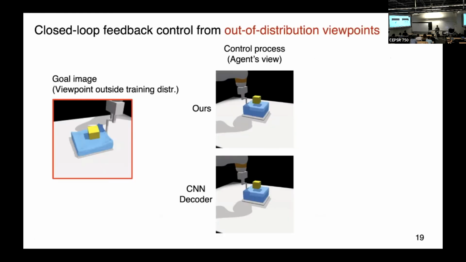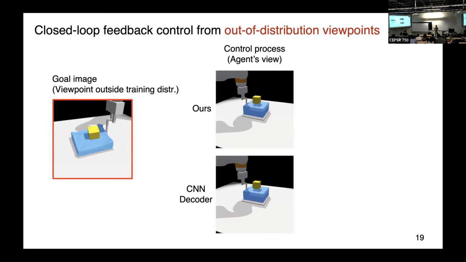And using this dynamics model, we can also do model predictive control. Here we are using a sampling-based method to optimize the action sequence, and then using feedback from the environment to give the model an opportunity to account for its modeling error. On the left is our goal image we aim to achieve, which is taken from a viewpoint that is outside the training distribution we used to train the dynamics model.